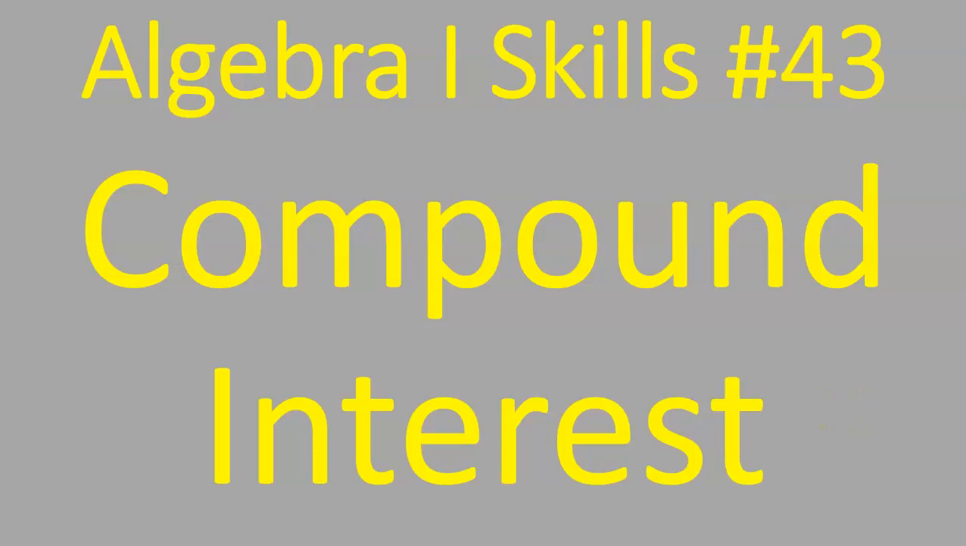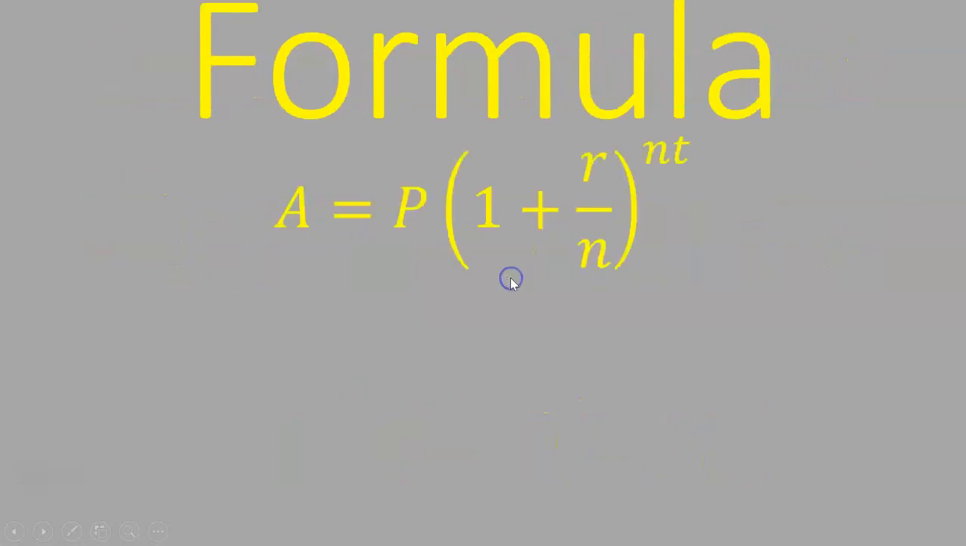Algebra 1 skills number 43, compound interest. So we have a formula for this, and this formula is given on a lot of formula sheets. And you see there's lots of variables in this formula.